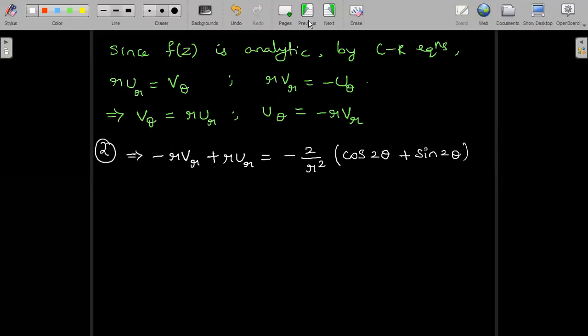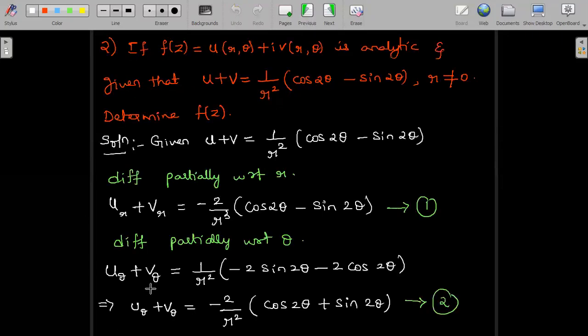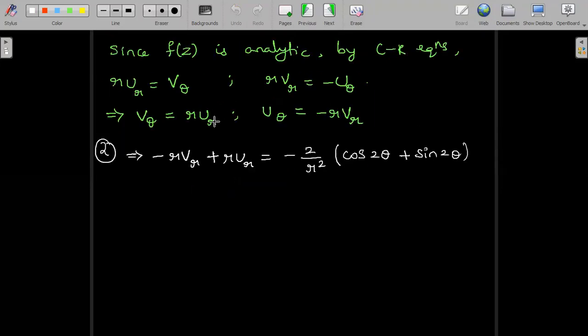So let us just once verify whether the left hand side is substituted properly. We had to substitute u theta plus v theta. So what was u theta? U theta is nothing but minus r vr. So that is why minus r vr plus v theta we had. So v theta is r ur. That is why we have substituted like this. Right hand side I have retained as it is.